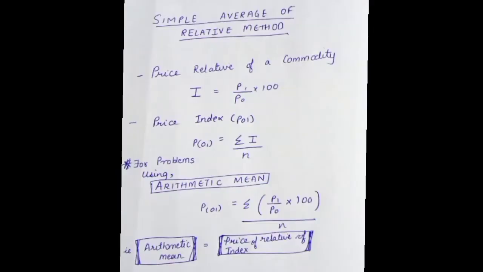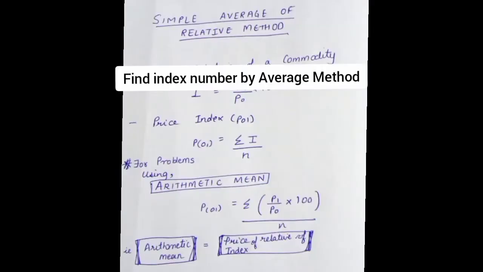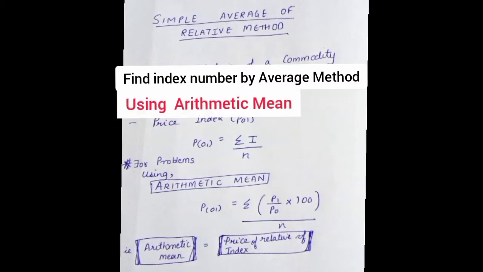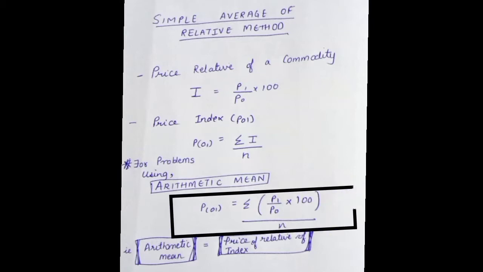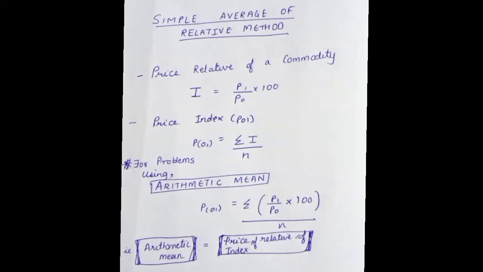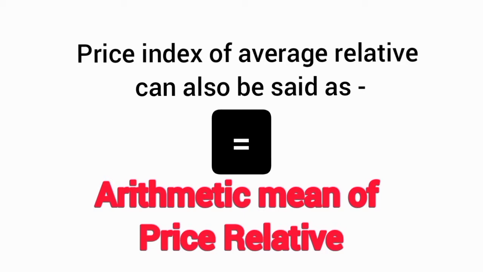Problem questions may ask you to construct an index number by average method using arithmetic mean. Using arithmetic mean should not confuse you, as I assume you know the formula of arithmetic mean. This is the formula of arithmetic mean. Then can I say the term in the bracket and the price relative is the same? The term in the bracket is P1 by P0 into 100. And what is your price index? Summation of that I divided by n. So these two formulas are the same.